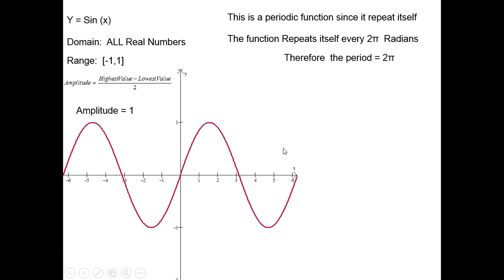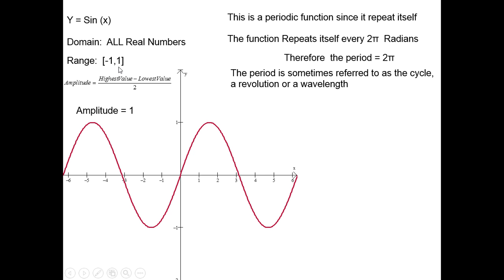Okay, we have something that's called the amplitude, which commonly people think of as the height of the function, but I'm going to caution you against that. I'm going to give you this definition. Amplitude is the highest value minus the lowest value, divided by 2. So the highest value here is 1, the lowest value is -1. So it's 1 minus -1, which is 2, over 2, which is 1.